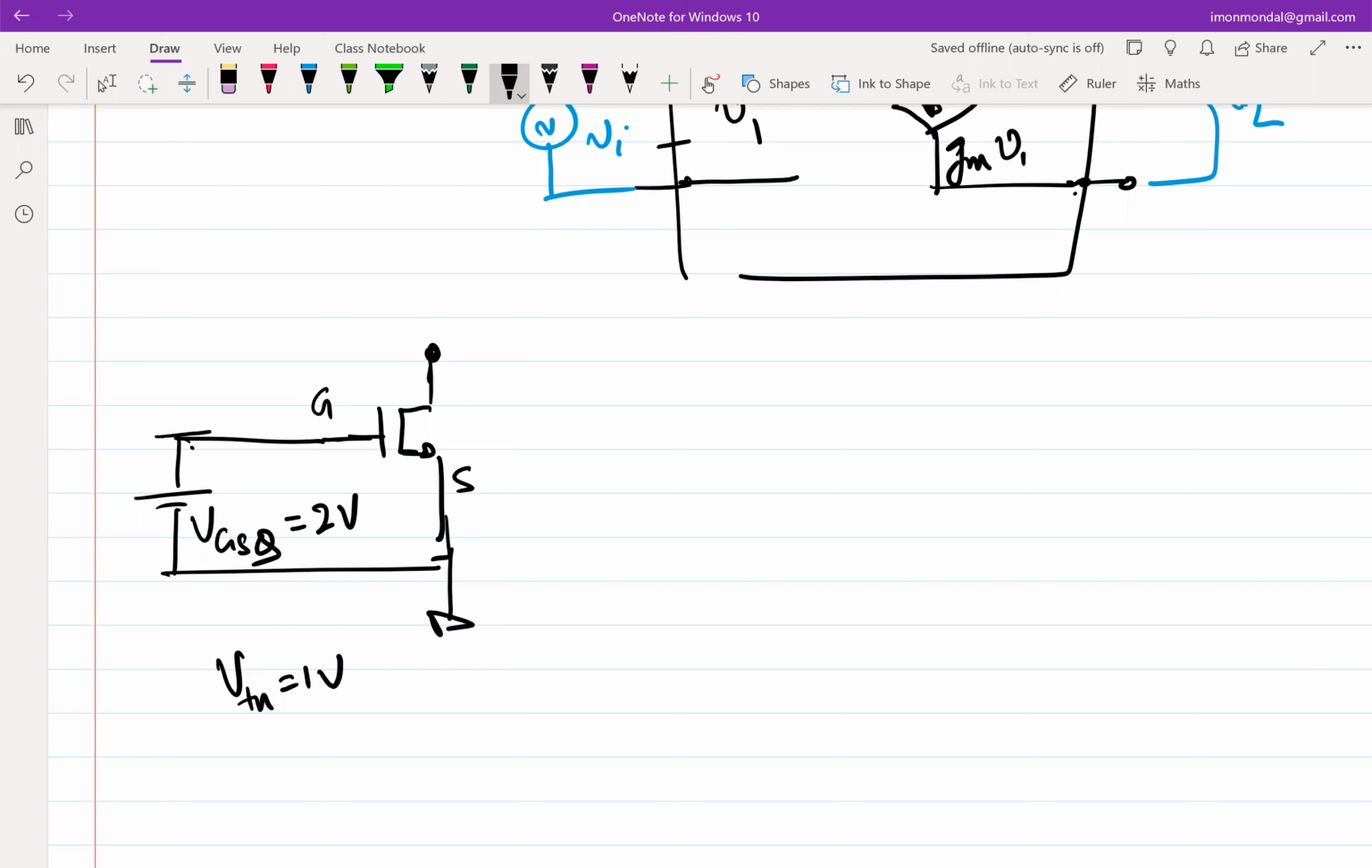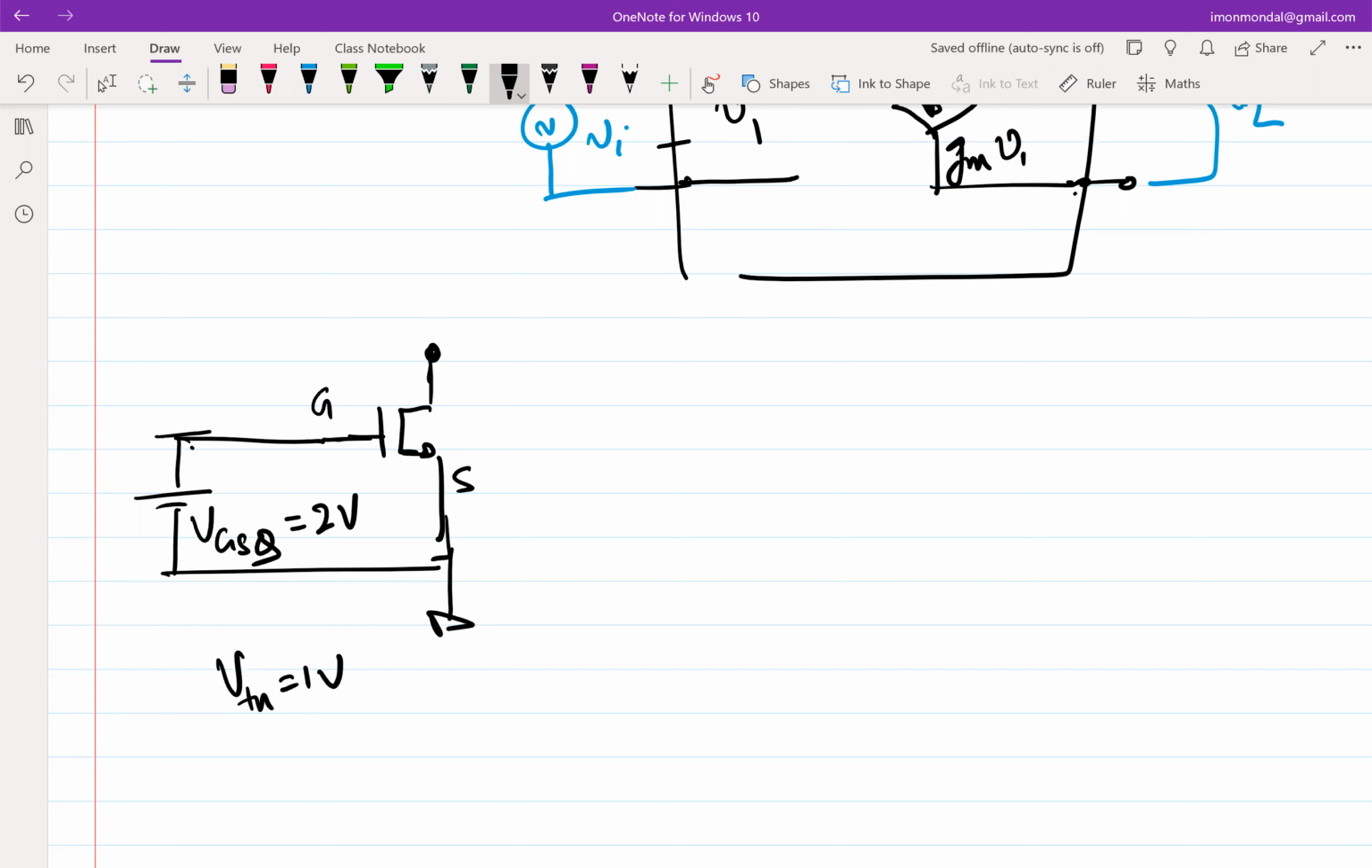This is what you have. So you have applied VGSQ equal to 2 volt. No connection. This is what it is. It will not work, but there will be a region of operation. Is it in cutoff? How many of you think it's in cutoff? How many of you think it's not in cutoff?